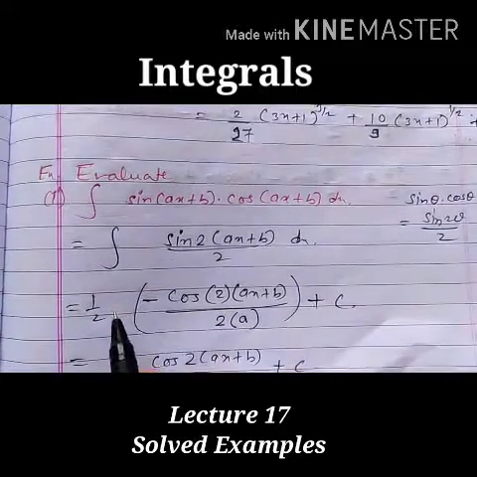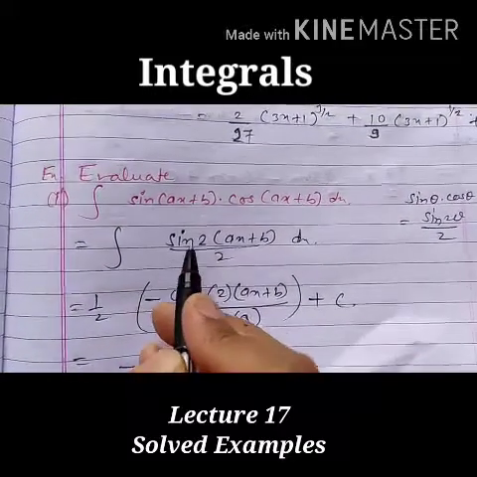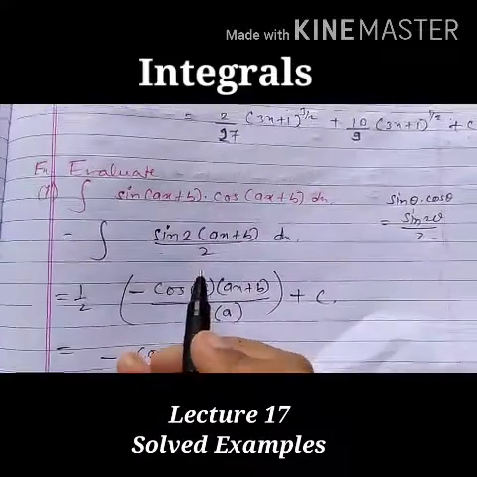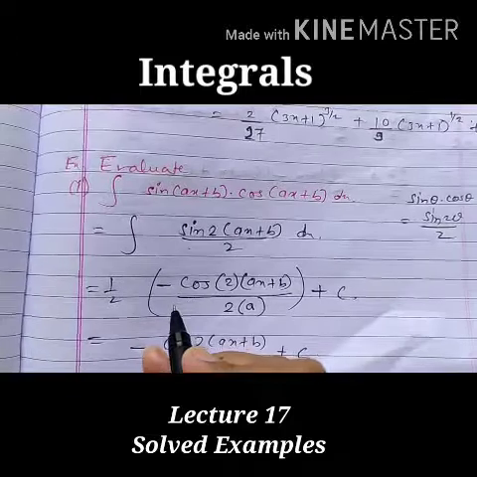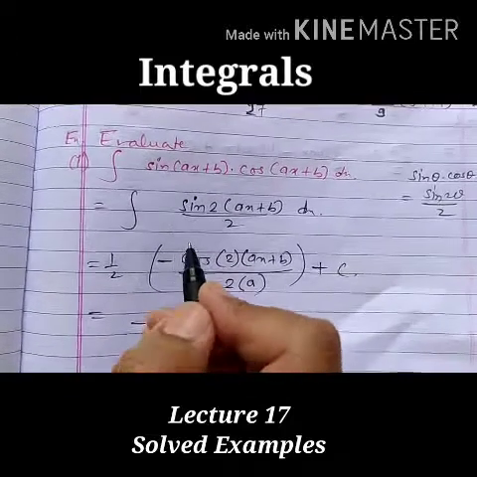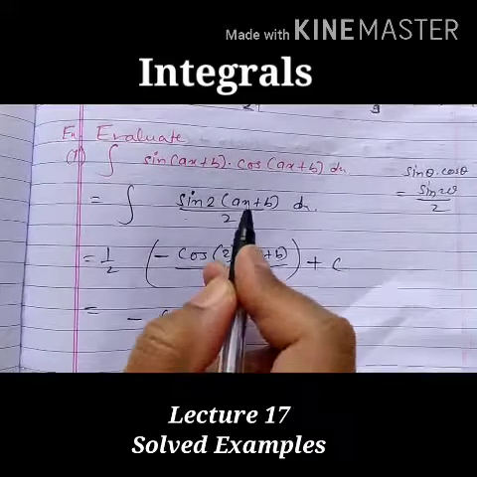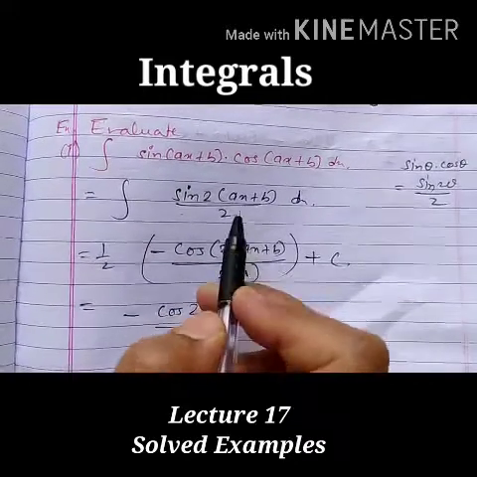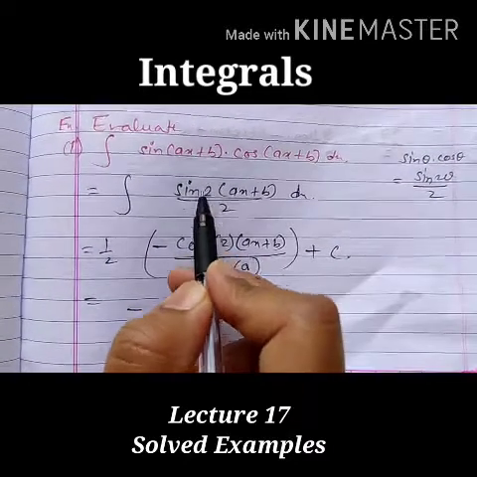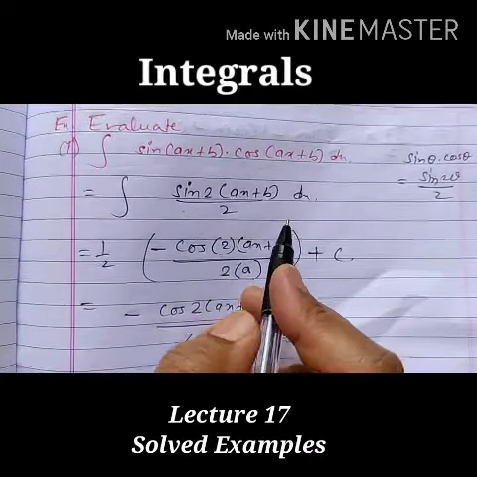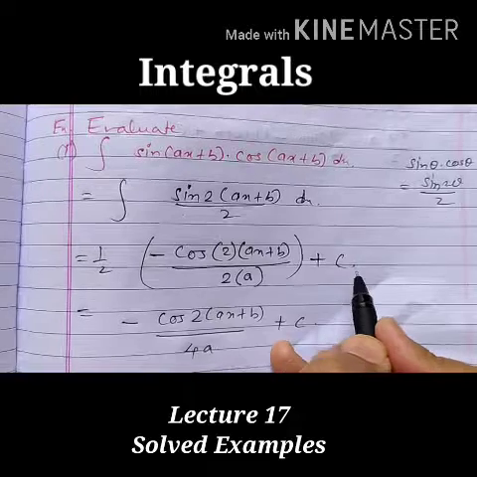1 by 2 as it is, so integration of sine of 2 ax plus b. So we know that the derivative of cos x is minus sin x, so integration of sin will be minus cos. So minus cos of this 2 as it is, this angle as it is ax plus b, and the derivative of this angle 2 into ax plus b, that 2 as it is, and derivative of ax plus b will be a, plus constant of integration.